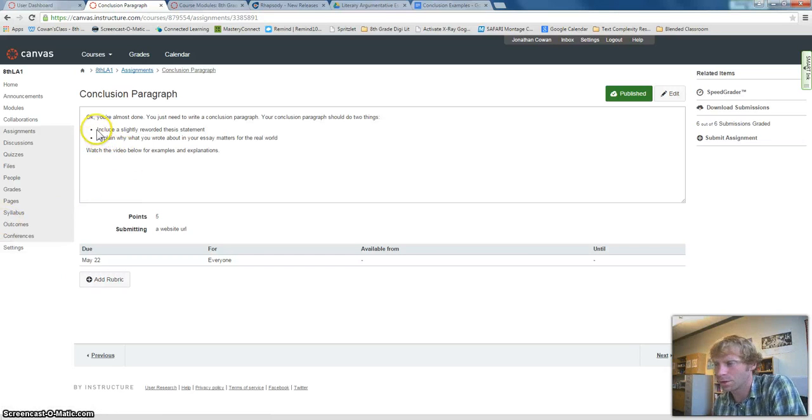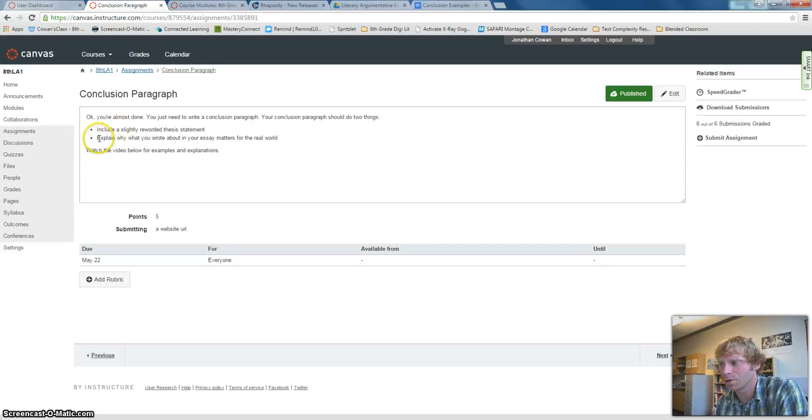First thing you need to do is include a slightly reworded thesis statement in your paragraph sentence. Don't start with the words "in conclusion," just start with your thesis statement. A good reader can make the inference that you're writing a conclusion because it's the last paragraph of your essay. You don't need to tell them. So you're going to include a slightly reworded thesis statement to reiterate your main idea.